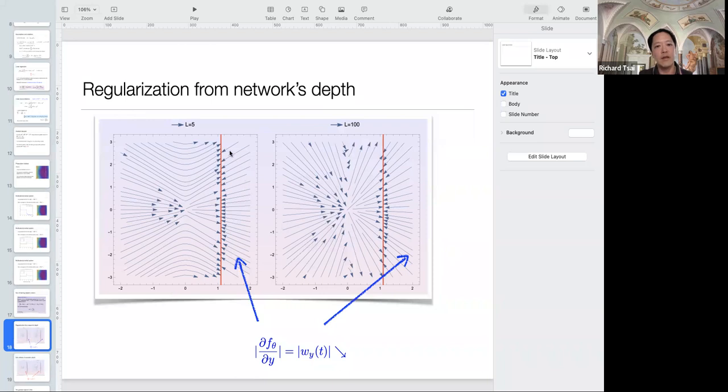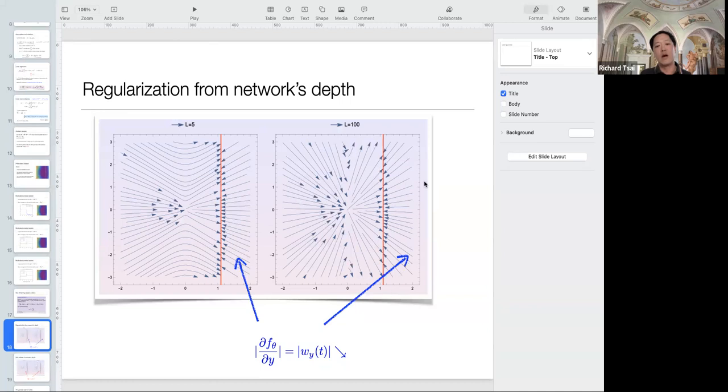So you see that the left diagram refers to a phase portrait of a neural network with 5 hidden layers, and the right one has 100 hidden layers. You see that the slope of these arrows differs quite a lot, right? If you initialize somewhere over here, the gradient of these arrows is bigger, so you will get to somewhere much smaller than when you initialize at the same spot for a network with a fewer number of hidden layers. This is what we refer to as the regularization effect coming from the network's depth.